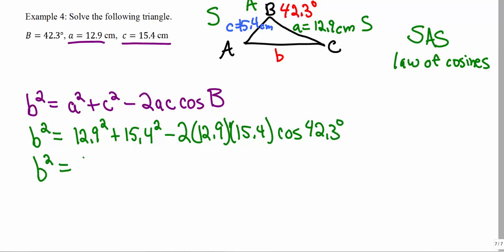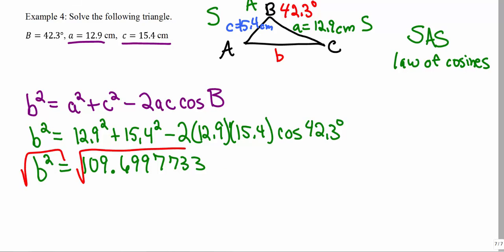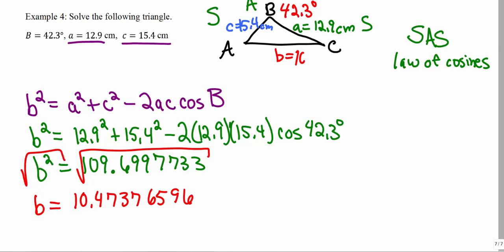And I get that B squared is 109.6997733. And once again, we're going to leave that in our calculator and then take the square root of that number. So we get B itself is equal to 10.47376596. So we know side B, and we'll round to the nearest tenth, so that would be 10.5 centimeters. So now we know all three sides.